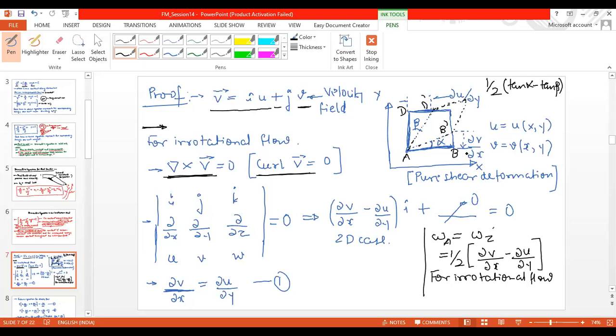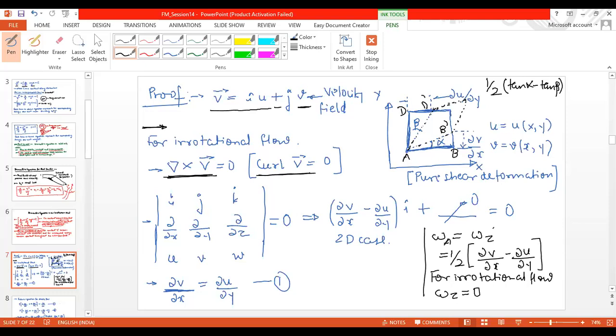So tan alpha is delta V by delta X by AB, and tan beta is given by delta U by delta Y divided by AD. Generally we normalize this AD and AB, and finally the rotation component will be given by 1 by 2 (tan alpha minus tan beta). That means 1 by 2 (delta V by delta X minus delta U by delta Y). So for irrotational flow, we generally assume this omega Z as 0.